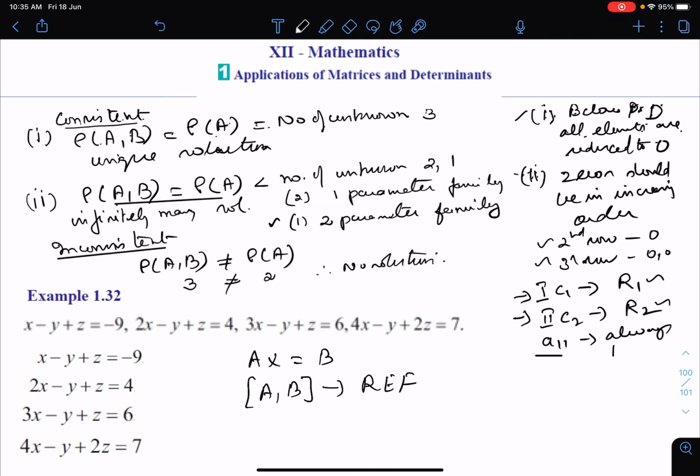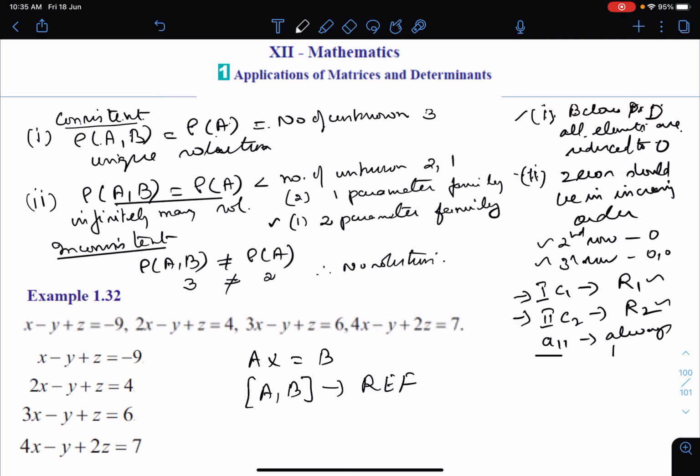As far as consistency is concerned, there are 3 types: you will get 2 consistent and 1 inconsistent. For consistent, what should you notice? After reducing to the row echelon form, rank of AB should be equal to rank of A, equal to the number of unknowns. The number of unknowns is 3, since there are 3 variables. If they are equal, then it is consistent and it has a unique solution.